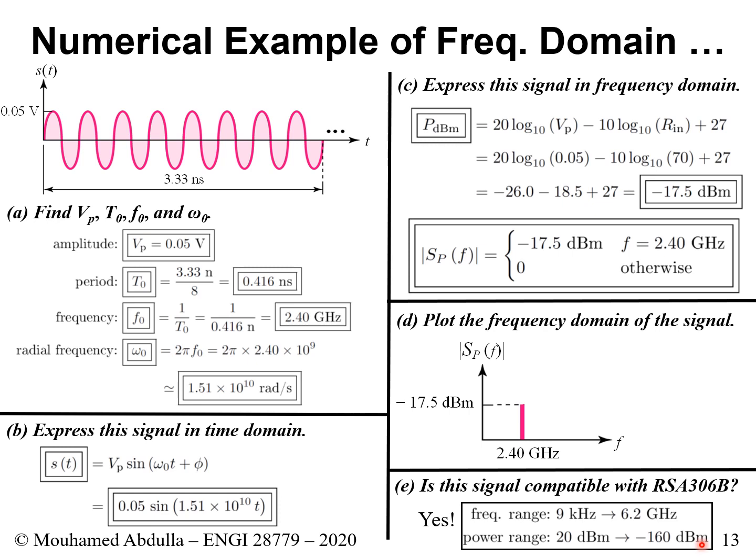So here we have everything. The signal frequency is 2.4 gigahertz, and 2.4 gigahertz is within this range, so check, this is good. The power value is minus 17.5. Minus 17.5 is within 20 dBm to minus 160 dBm. So that's also check, that's good.